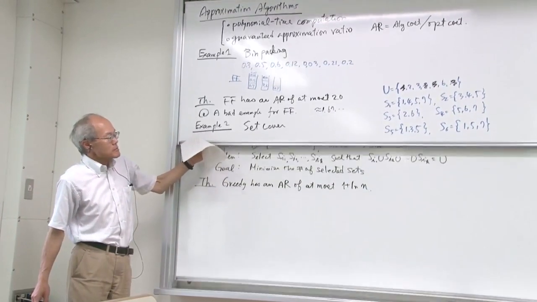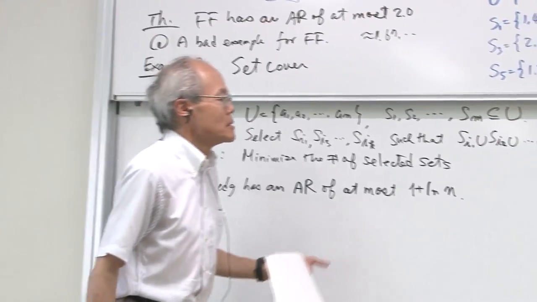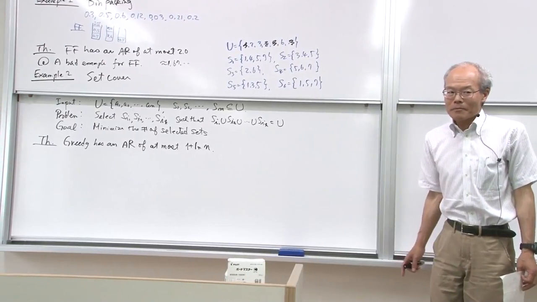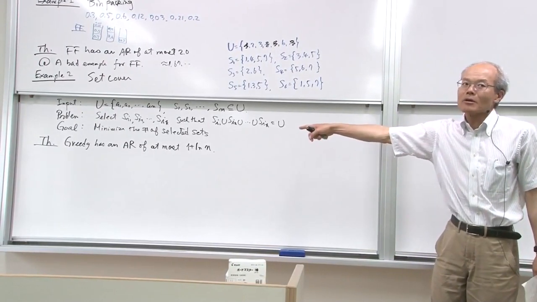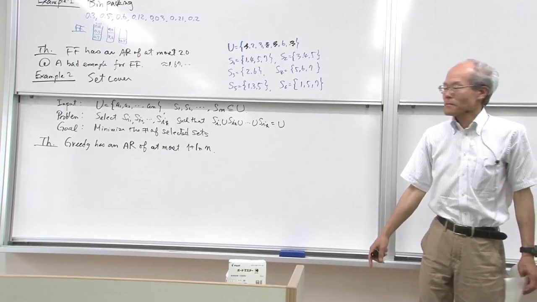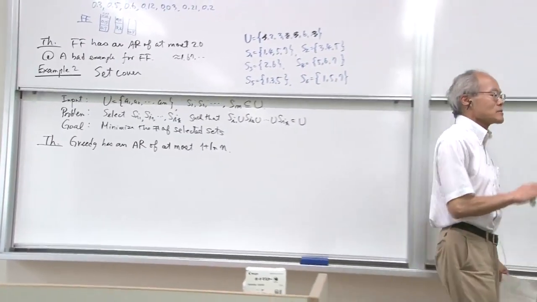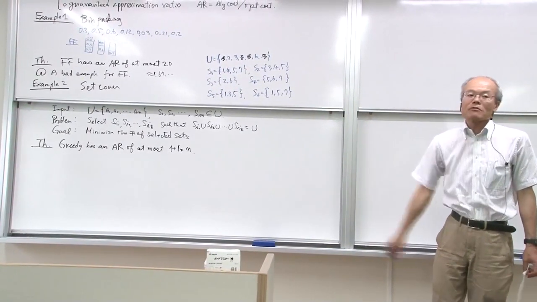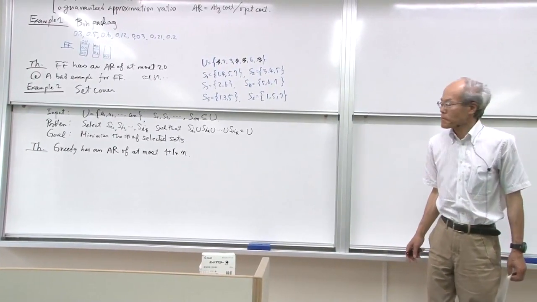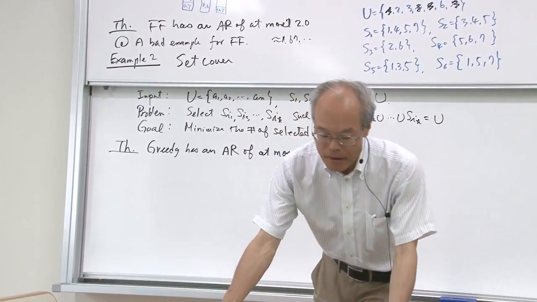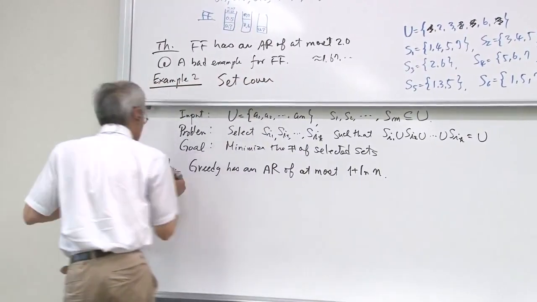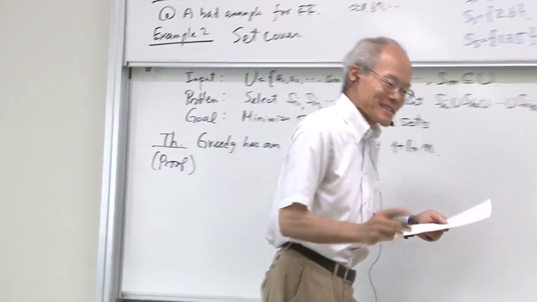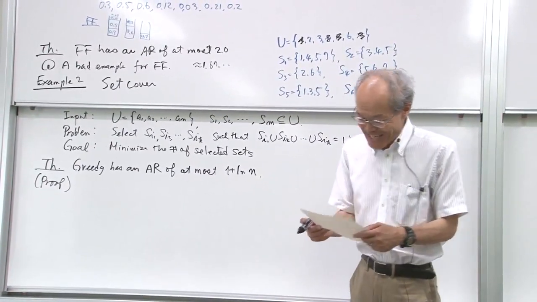So this very natural algorithm has an approximation of at most something like log n. So importantly, this is not constant. Not so good an approximation ratio, but it's log n, so it's not a constant. I don't prove it. This is quite difficult theory, but this log n is almost optimal. There's no better algorithm, essentially speaking. The proof is simple, but you need to be careful.